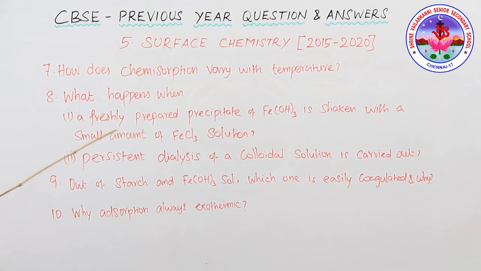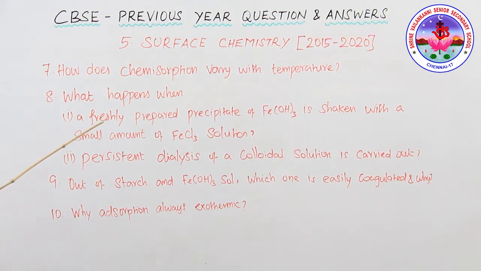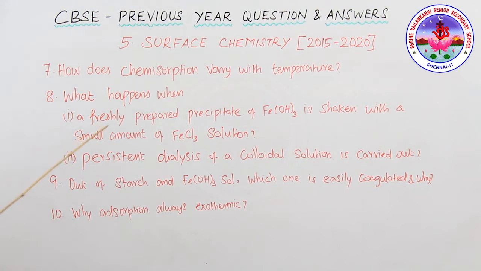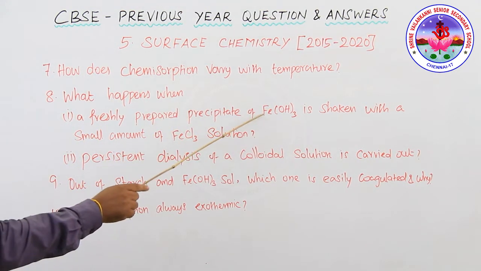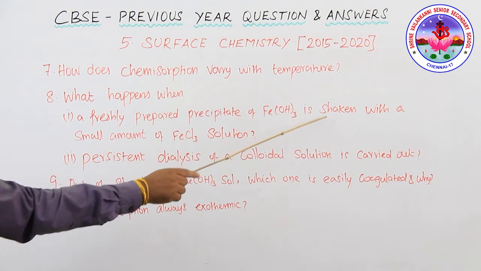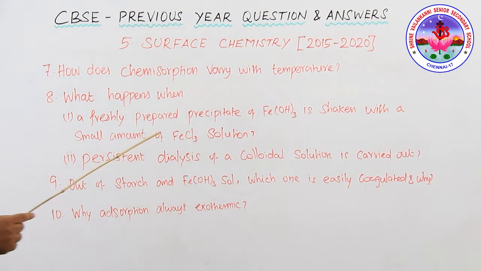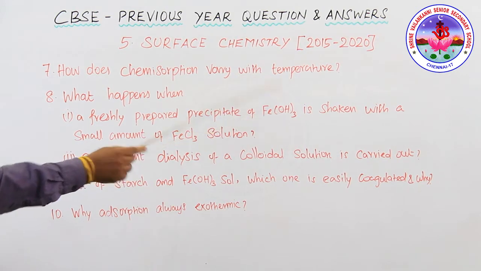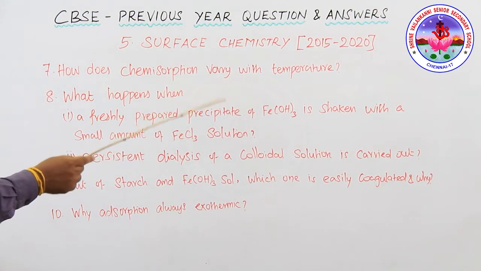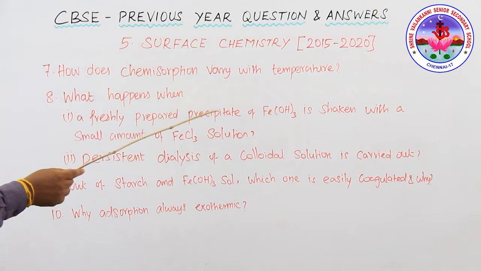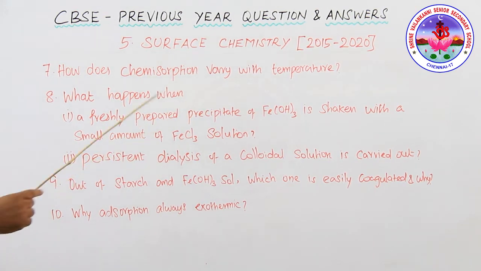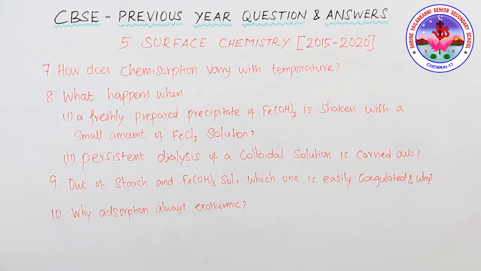Then look at this question. You can easily answer that a freshly prepared precipitate of ferric hydroxide salt is shaken with a small amount of ferric chloride solution. So you can easily tell that the colloidal will be formed because of the peptidization. Just write peptidization only, the answer key that carries a mark.